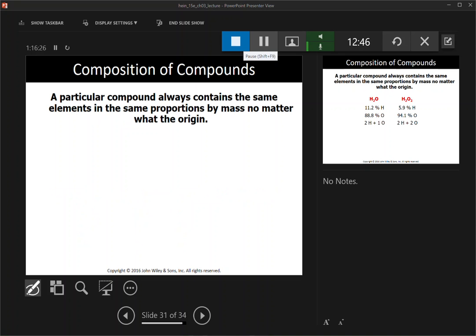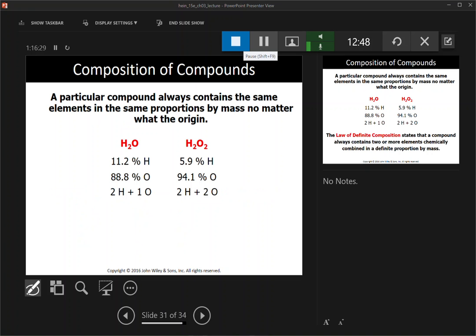So what I want to show you here is how different elements are combined to form compounds. And remember that the proportion of how these elements combine with each other is extremely important. For example, here you see 2 different compounds, H2O, which is water, and H2O2, which is hydrogen peroxide. So both of these compounds are composed of the same elements. They're both composed of hydrogen and oxygen.